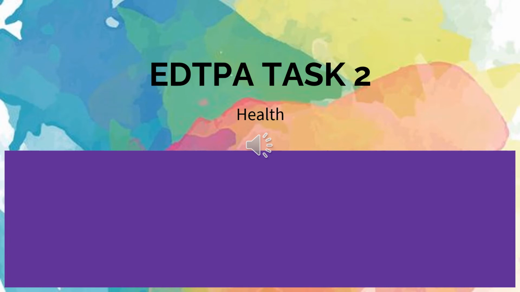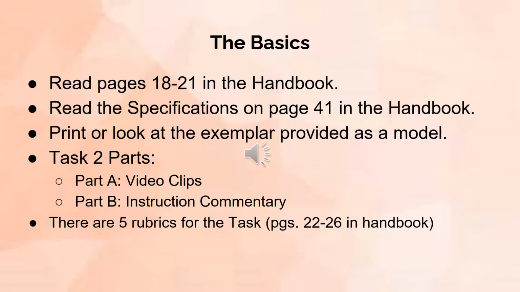This video is to help you with task 2 for the health handbook. So to go over the basics, you want to make sure that you read the task 2 instructions in your handbook. Those will vary from handbook to handbook what pages they're on. You also want to make sure that you read the specifications chart in your handbook for task 2, because this tells you what files you need.